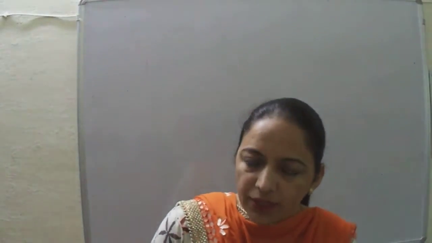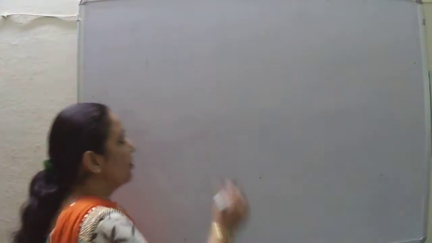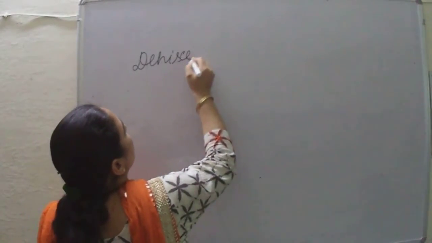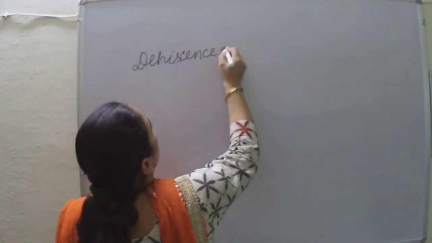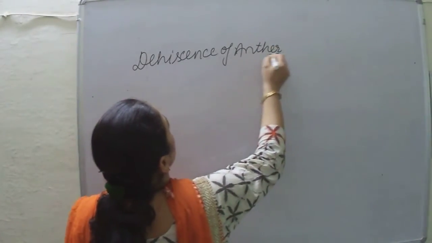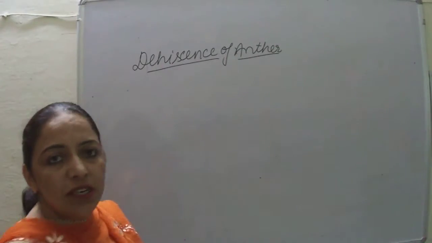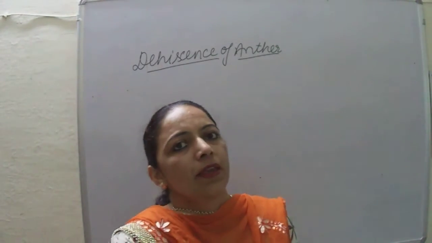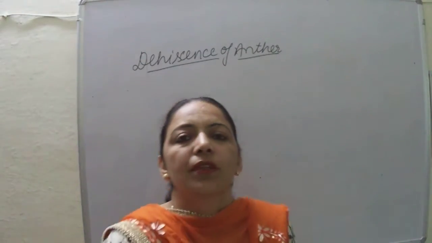Today we will discuss the dehiscence of anther and then the structure of the pollen grain. First, dehiscence of anther. Dehiscence means, students, the rupturing of anther and the releasing of pollen grains from the male gametophyte.